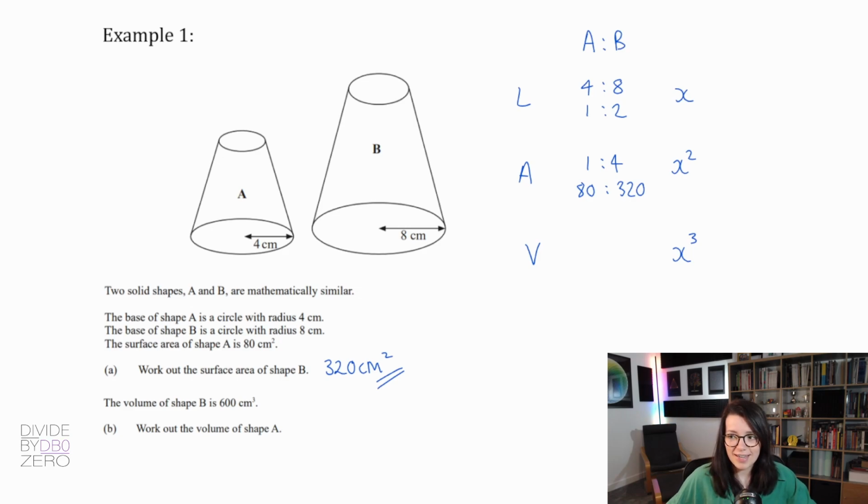So let's take our length ratio of 1 to 2 and cube both numbers this time to get 1 to 8. And then we're just filling in the information that they're giving us in the question. So 600 would go under the 8 because that's the volume of B. And then to work out what the volume of A would be, just going to do 600 divided by 8, which gives 75. So 75 centimeters cubed is the volume of A.